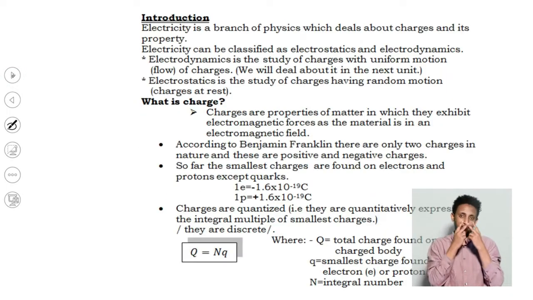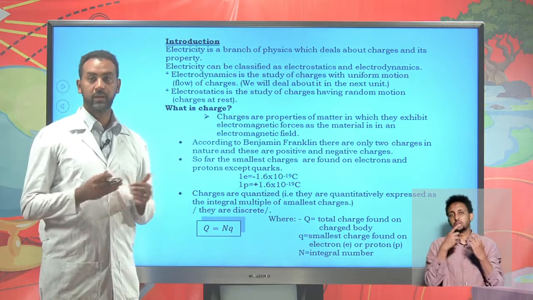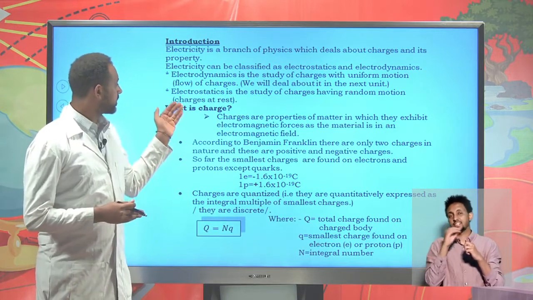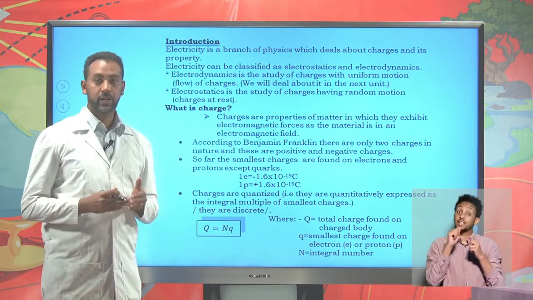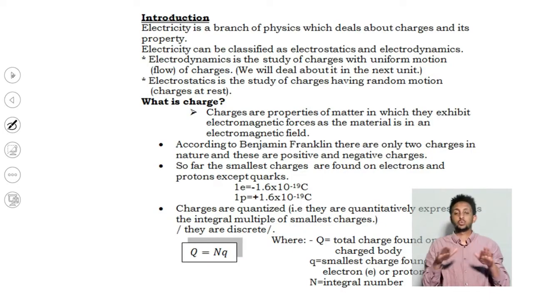So electricity is a branch of physics. We know that it studies charges in general, and it can be further classified as electrodynamics and electrostatics. Electrostatics is the study of charges having random motion. We call it to be at rest. So what do you mean by charges? Well, charge is one of the properties of matter.